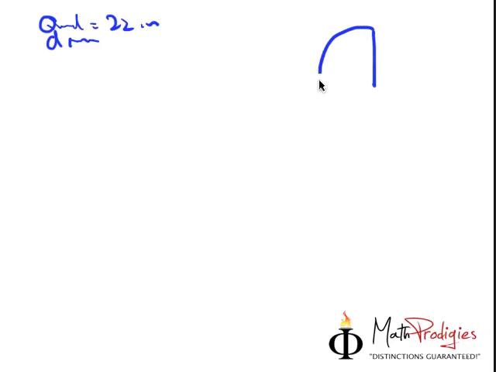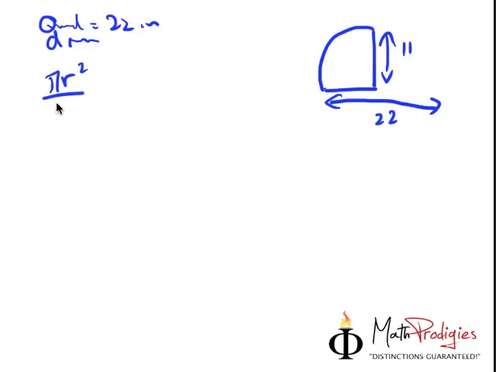So let's draw this out if you don't understand how to do it. The diameter is 22 cm, so that means the radius is 11. How to find the area? Pi r squared divided by 4. In this case, your pi is 22 over 7, the radius is 11, the whole thing divided by 4. So what do you get?